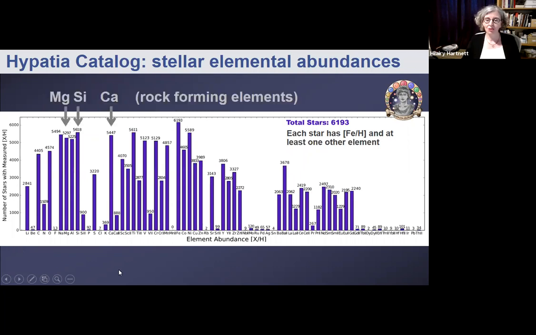So for example, for these rock-forming elements, magnesium, silicon, calcium, there's about 5,000 stars in the catalog that have data. For bioessential elements, for some elements there's a good deal of data. There's 4,000 or so stars with carbon data, 1,500 with nitrogen data, and only 92 with data for phosphorus abundances.